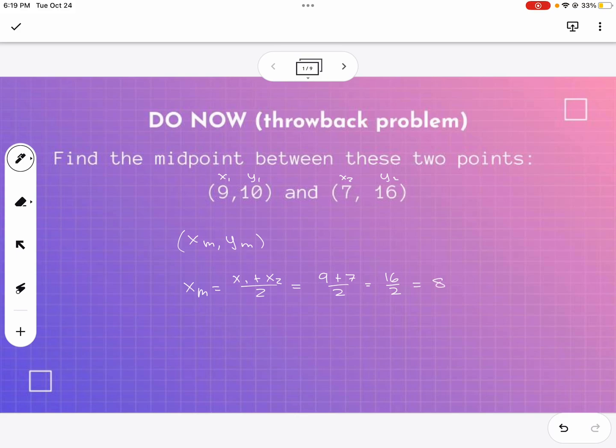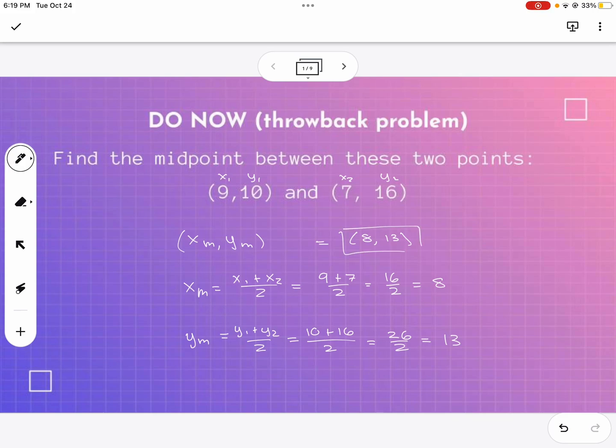That'll give us 8. And then for our y, for our midpoint, we're going to take y1 plus y2. It's basically the same process. Go ahead and plug everything in. 10 plus 16 divided by 2. That's 26 divided by 2. That's 13. So our final answer here is the point 8, 13.